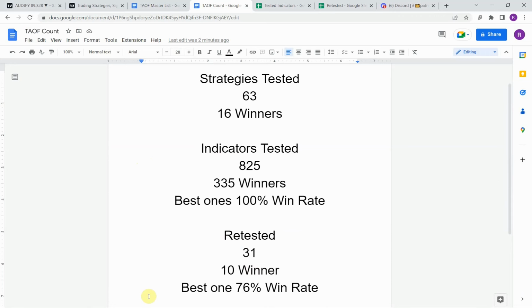Now you need to go back and watch those videos to understand the context of how they were able to achieve that. So go back and watch those videos and see what you can get out of those winning indicators. We've also retested in the advanced testing 31 of the winning indicators. 10 of them have been able to maintain their winning status, the best one a 76% win rate. Now keep in mind that we test most of these strategies and indicators on the Forex and crypto market, but they can be applied to just about any market and time frame universally.